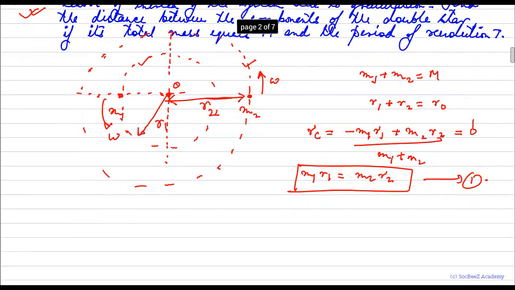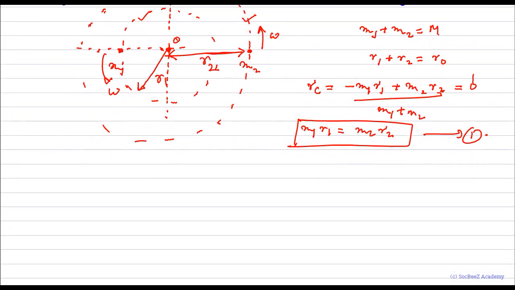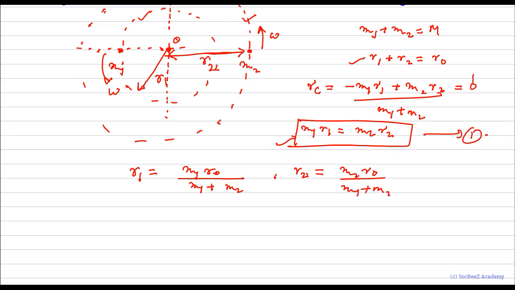Now if I use these two expressions, I'll get my value of r1 as m1 r0 upon m1 plus m2, and r2 as m2 r0 upon m1 plus m2.